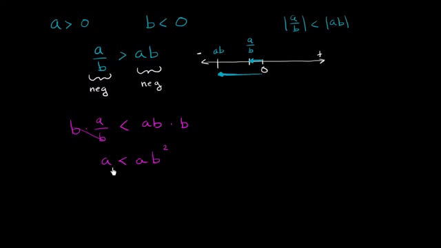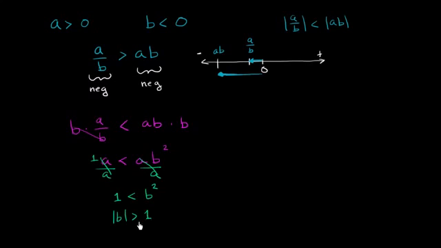Well, now if we want to simplify it, we can divide both sides by a. And since a is greater than 0, it does not change the inequality. So we divide both sides by a. This becomes 1, and this just becomes b squared. So we're left with 1 is less than b squared. Or another way we could think about this, if 1 is less than b squared, that means, let's be careful here, that the absolute value of b is going to be greater than 1.